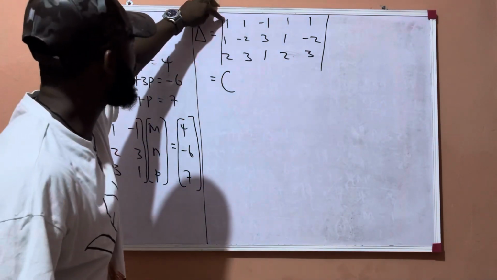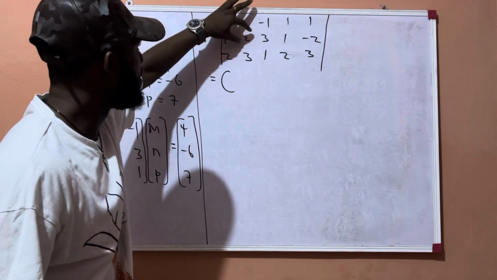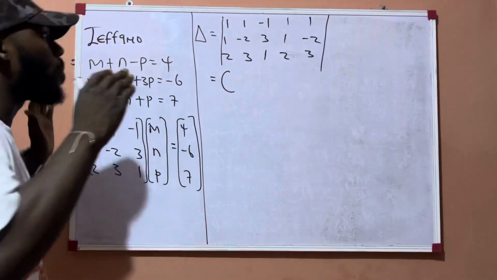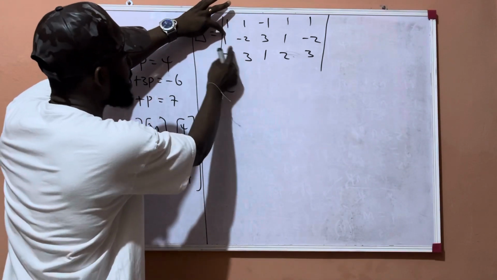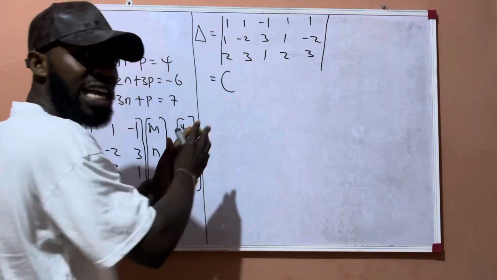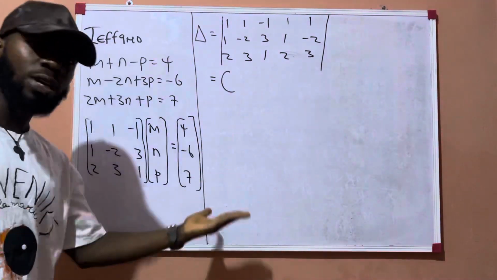Now my first 3 combination here is 1, minus 2, and 1. That's my first 3 combination in a diagonal pattern. Now I can't multiply these 2 because why? They are just 2 elements and they're not up to 3. So you start with the first 3 elements in a diagonal pattern.